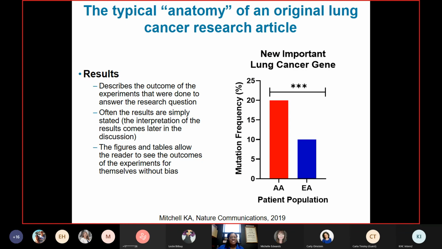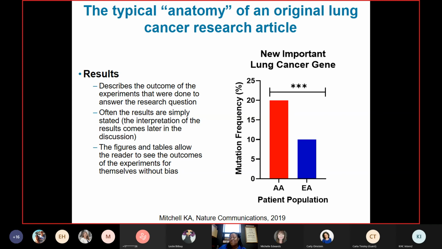So then there's the results. I think many people are comfortable with understanding what a graph or a figure is because people are visual learners. Right? So in the results, we're going to see a lot of the visualization of a research article. Right? So some things to keep in mind about the anatomy of the results section.